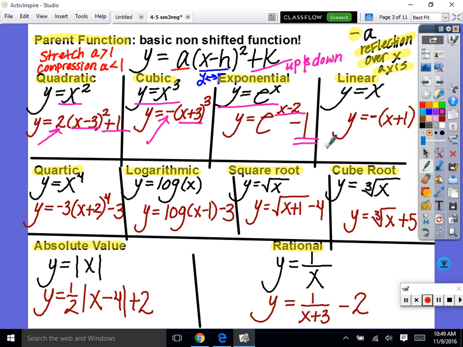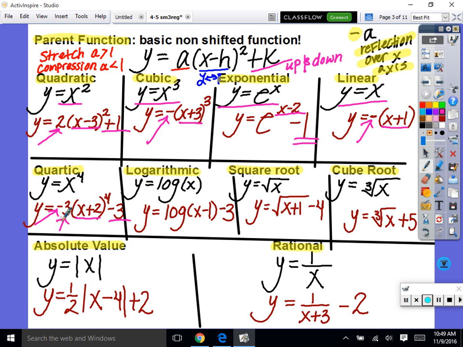Down 1, right? Okay, this is a linear function, y is equal to x. That's the most basic non-shifted function. So this would be a left 1, reflection over the x-axis. Quartic, a degree 4. This is a shift of left 2, down 3, stretch of 3, and a reflection over the x-axis.